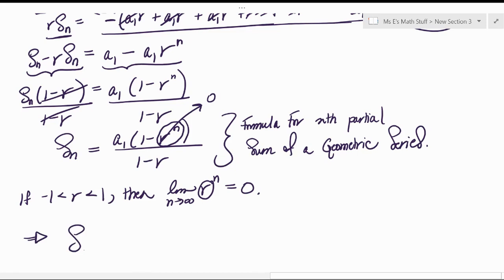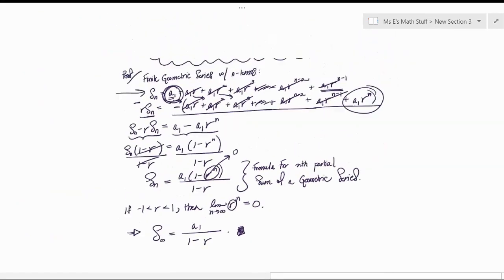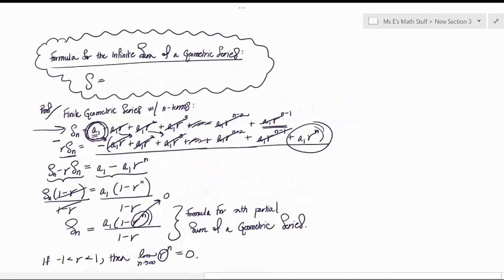So if that whole term approached 0, what would we have? Well, we'd have an infinite sum of a geometric series, and on the top of the fraction, you'd have a sub 1 times 1 minus 0, which would just be a sub 1. And then it would be divided by 1 minus r. Oh man, guess what? That's the formula. So the formula would be, it's just your first term divided by 1 minus your common ratio. And considering how messy the derivation was, it's kind of nice that it turned out that cute.